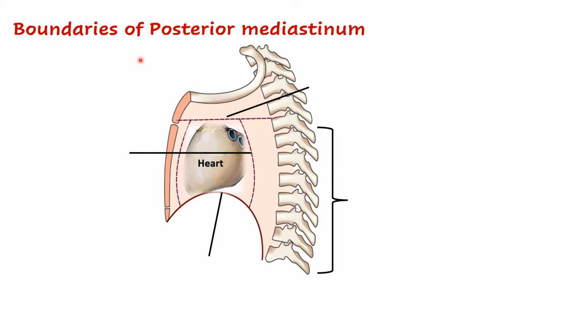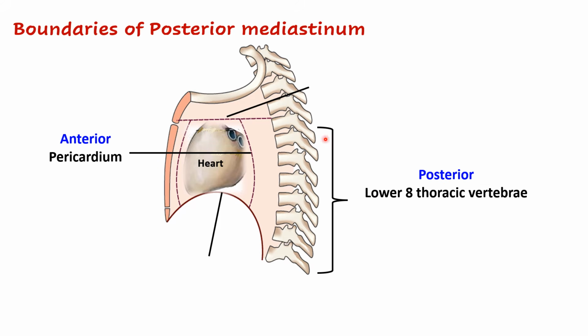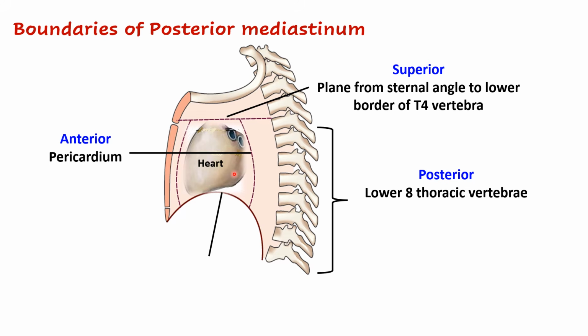Now boundaries of the posterior mediastinum. Let us see here the four boundaries. Anteriorly will be the pericardium covering the heart. Posteriorly will be the lower 8 thoracic vertebrae. Superiorly will be the plane from the sternal angle to the lower border of the T4 vertebra. Remember this imaginary plane? And inferior will be the diaphragm, and obviously on the sides will be the mediastinal pleura.